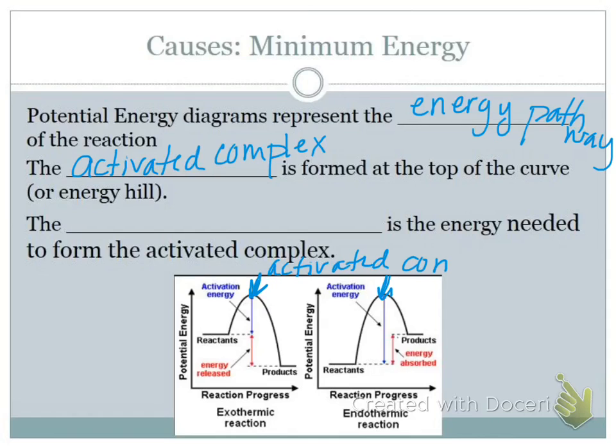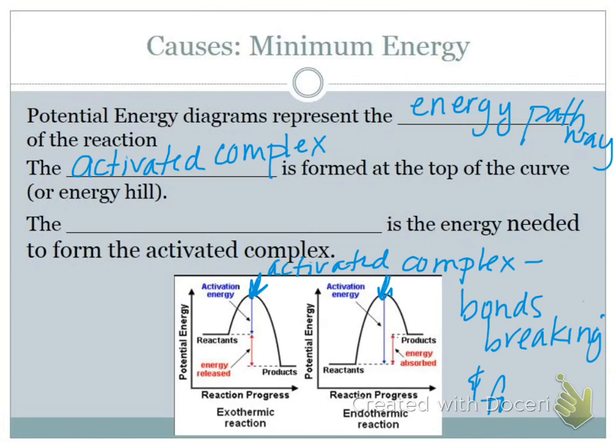And when you have that activated complex, you've got a couple of things going on. You can have bonds breaking and bonds forming. So at that time, bonds are breaking and they're forming. This is different than the products and the reactants. It's kind of an in-between state. Well, first of all, they break and then they form the new ones. That's why I said breaking and forming. Yeah. Got to break them before you can form new ones, right? Okay. The energy required to reach that activated complex is called the activation energy.